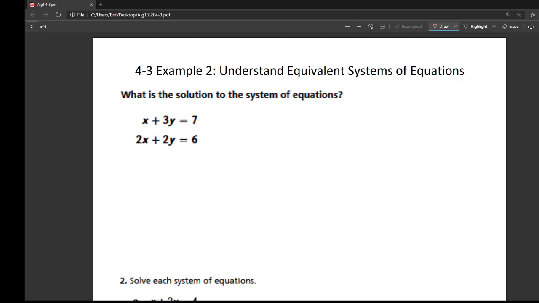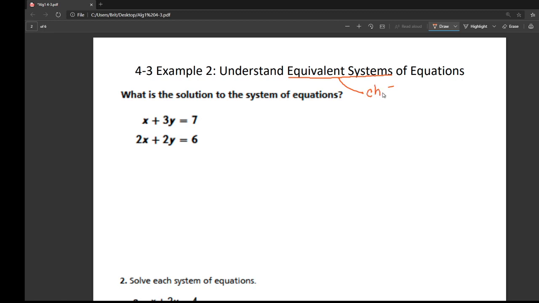In this video, I'm covering example 2 from section 4-3 in the SavvasRealize Algebra 1 textbook. So the goal of this example is to understand equivalent systems of equations. What we mean by an equivalent system is when we change the system using multiplication. Okay, so I'm going to write that here so that we know what that means.